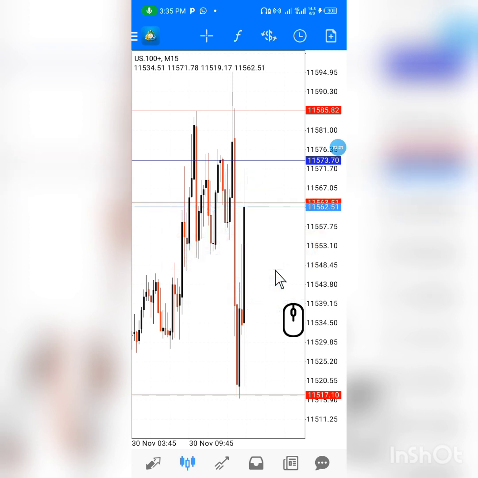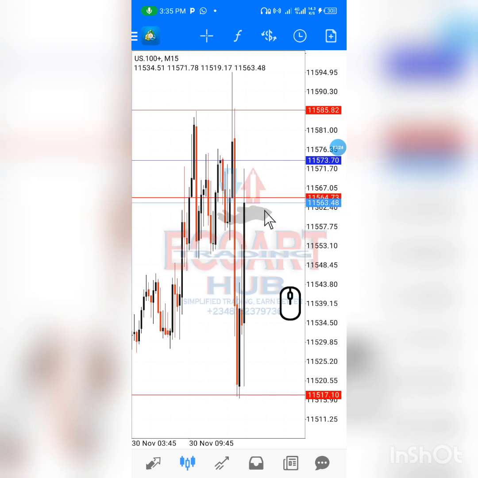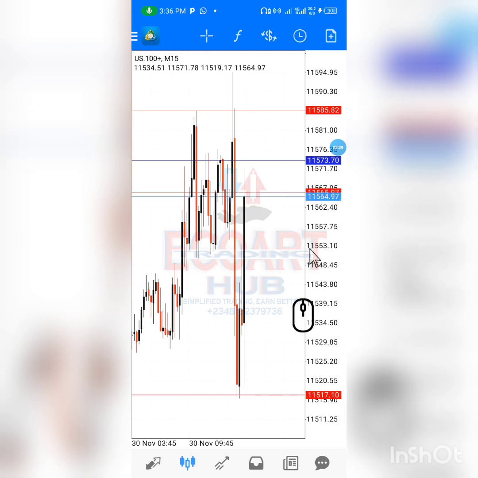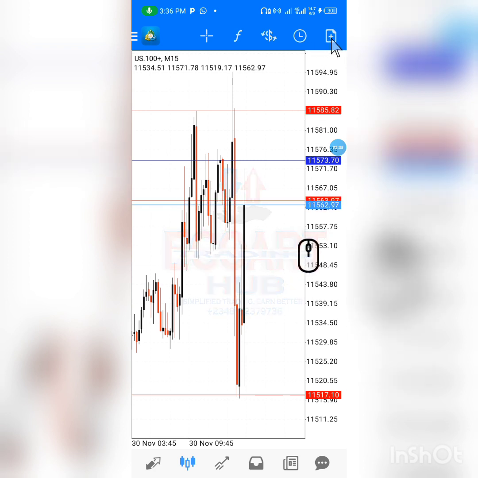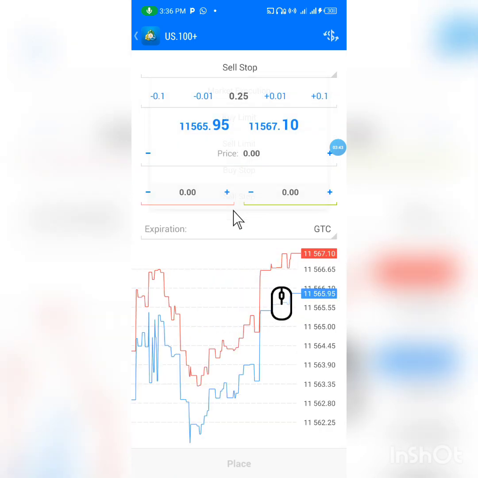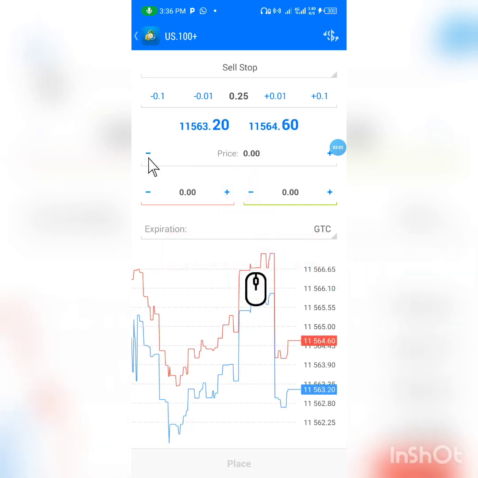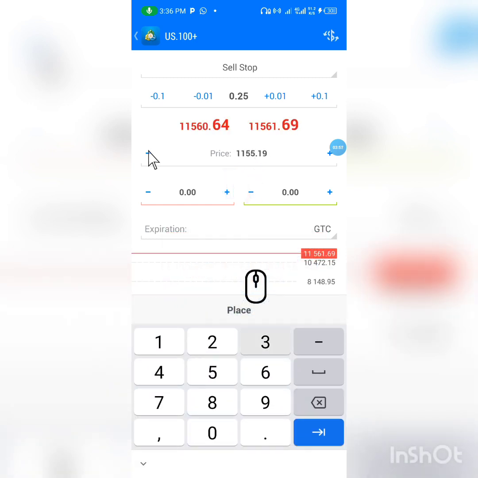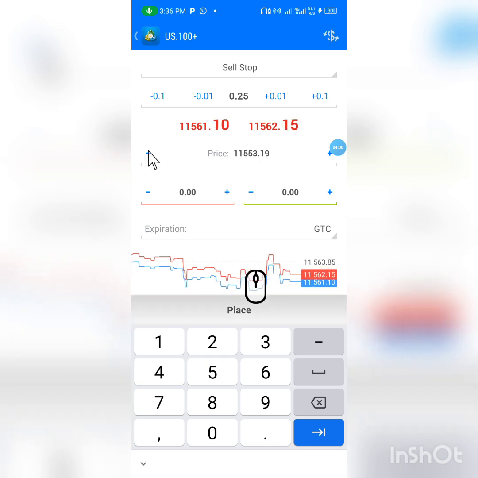So this is what we are going to do. In order for you to place a sell stop, your price has to be below the current market price. So we are going to pick this price as our sell stop price. What you do is you click on your execution, then you go to market execution, then you click on sell stop. So this is the price at which you are willing to sell in the future. You input the price which you want, 1553, and we are going to execute the trade.